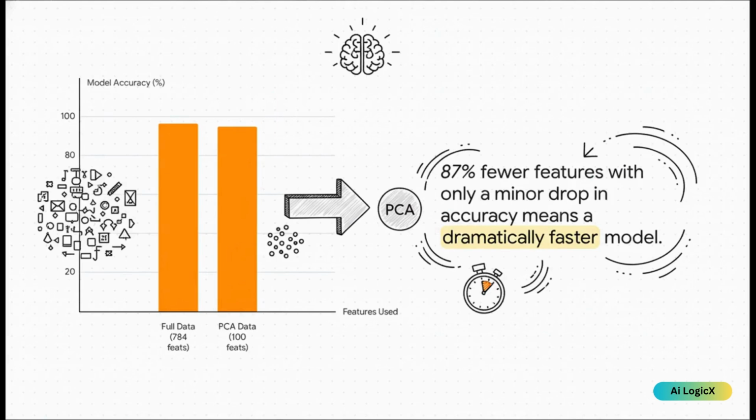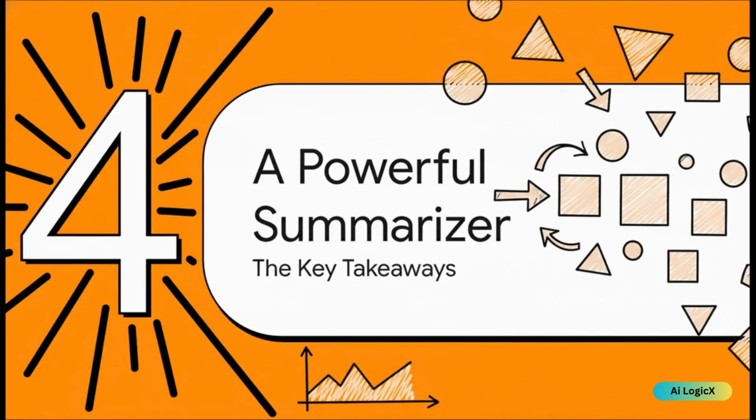And this isn't just for making pretty visuals. I mean, look at this trade-off. If we train a machine learning model on all 784 features, we get about 97% accuracy. Pretty good. But by using PCA to crush the data down to just 100 features, that's a nearly 90% reduction in complexity, our accuracy only drops by a tiny, tiny amount. This means our models can be dramatically faster to train and run, with almost no hit to performance. That's a huge win.